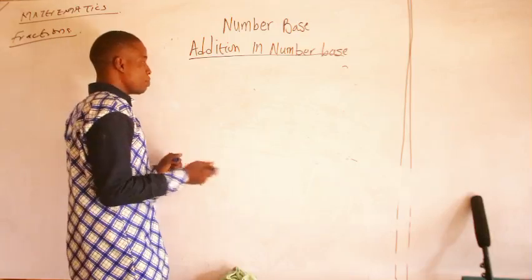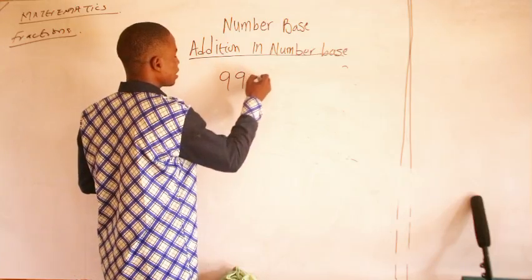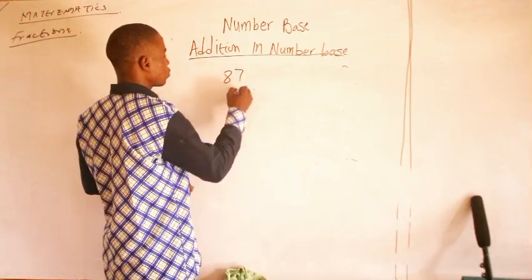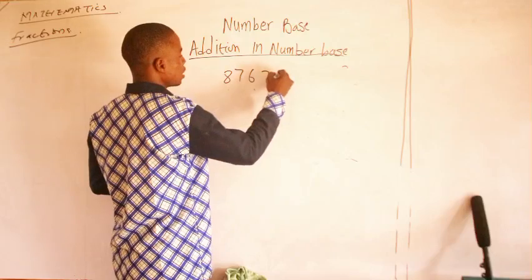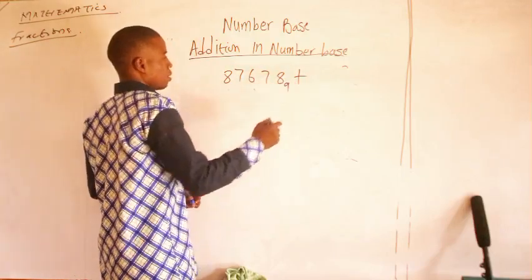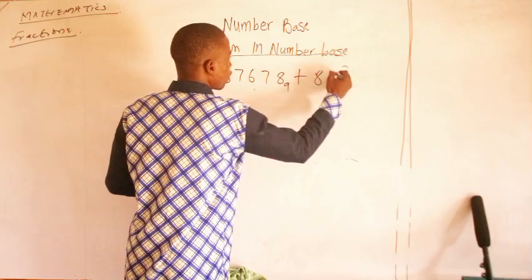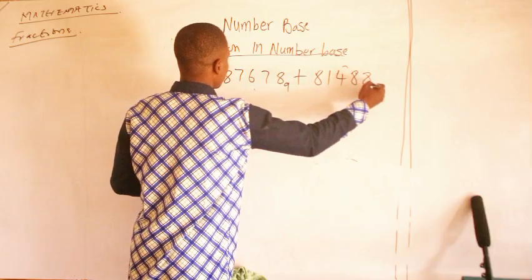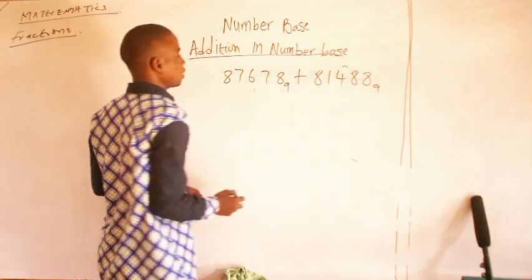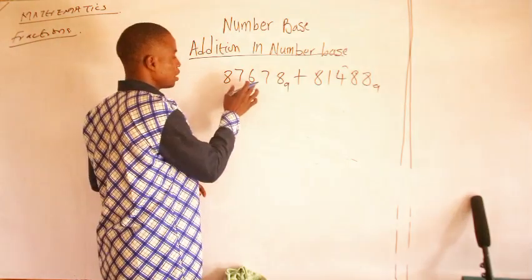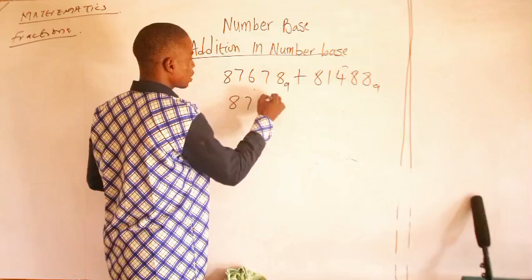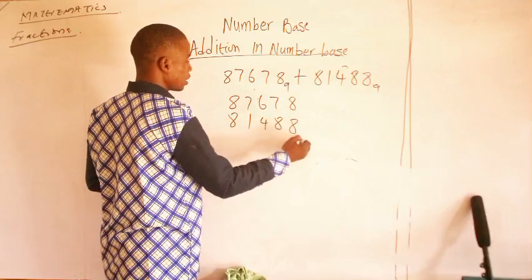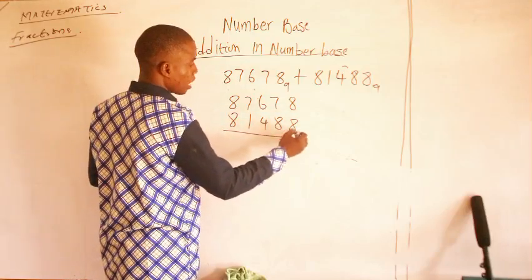Now, let us look at base 9. Let me put this one: 8 7 6 7 8 plus 8 1 4 8 8, and this is base 9. Now, when you are doing this, you arrange it accordingly. This one is the biggest: 8 7 6 7 8 and 8 1 4 8 8. Now, we have base 9.